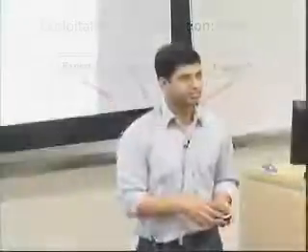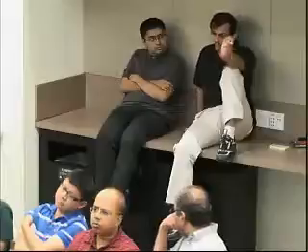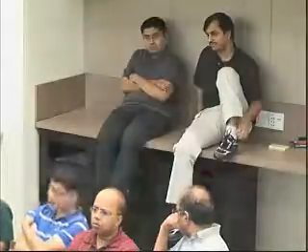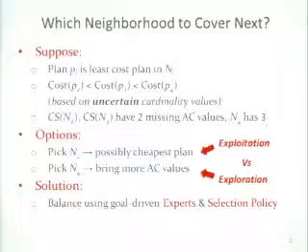Kind of cover benefit by cost. The cost of running the plan, and the benefit in terms of how many neighborhoods it covers. So that can be done, right?